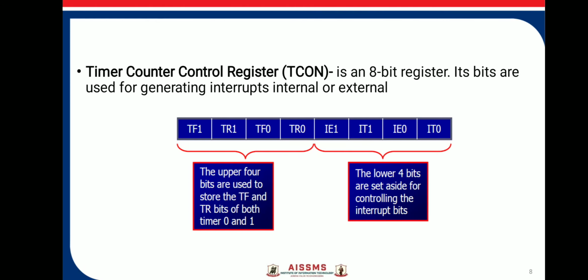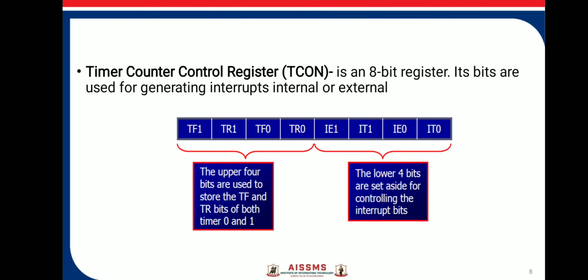The timer control register. This timer control register is again an 8-bit register. Its bits are used for generating the interrupts, internal or external. In this timer control register, the first 4 bits, that is the lower 4 bits, are used for the internal or external interrupts, and the higher 4 bits are used to start or stop the timer.